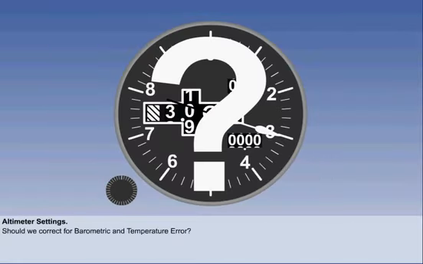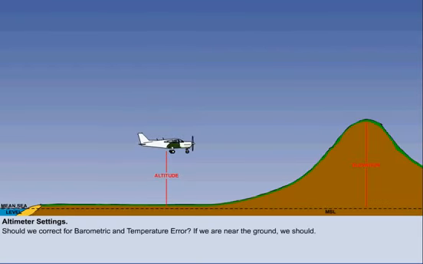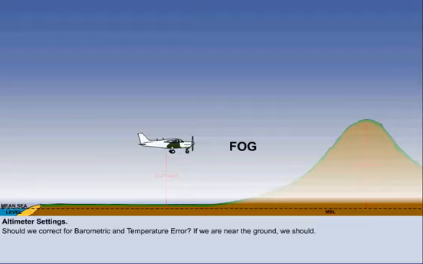So we now need to decide what to set on our altimeter. Should we correct for barometric and temperature error? If we are near the ground and there is a danger of collision into terrain, the answer is obvious. Of course we should. Especially in fog and low cloud.